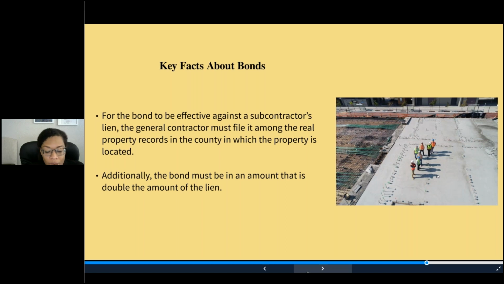Whenever a bond is filed to bond around a lien, there's also an avenue to determine whether or not the bond is effective against your lien at all. If the general contractor or the owner does not properly perfect his own bond, then it's not valid and your lien is still in place and can be used against the property owner at that time to secure payment.